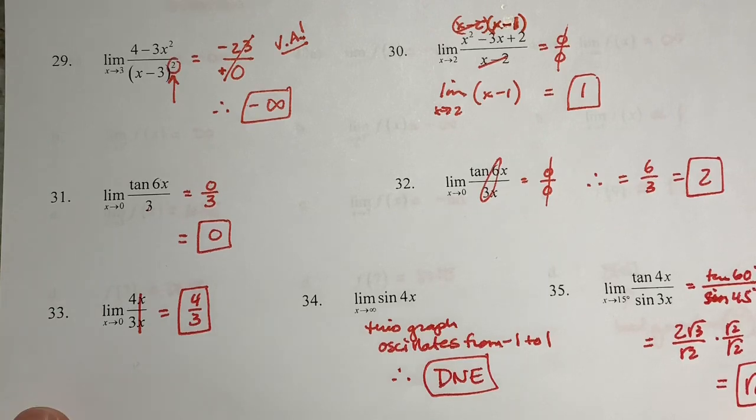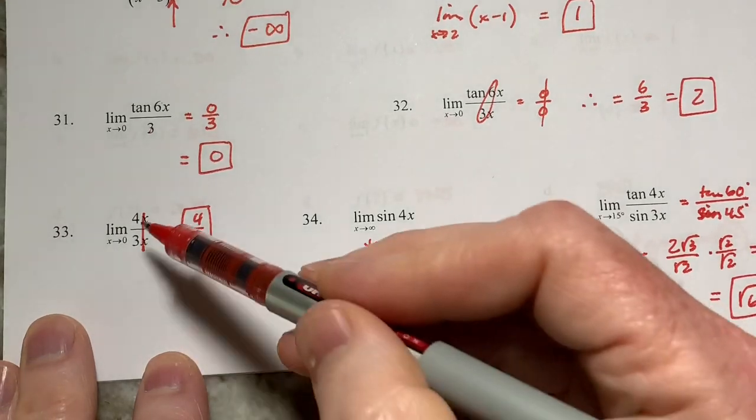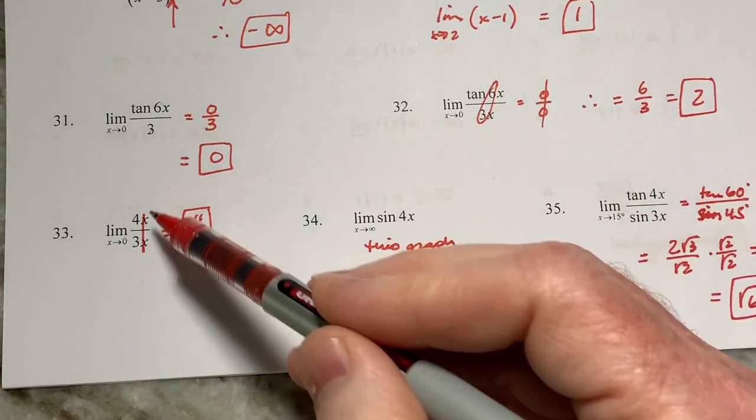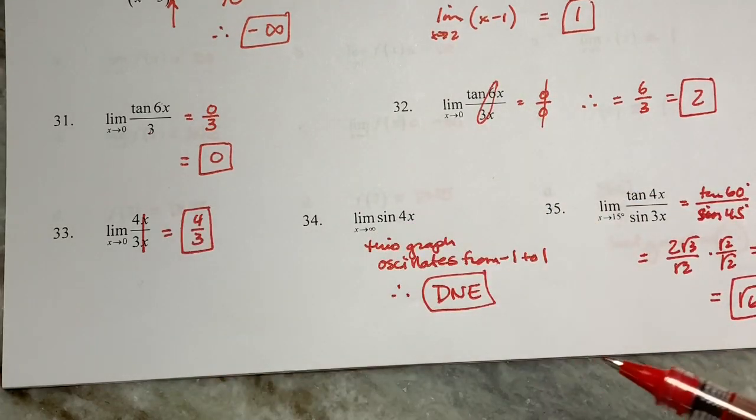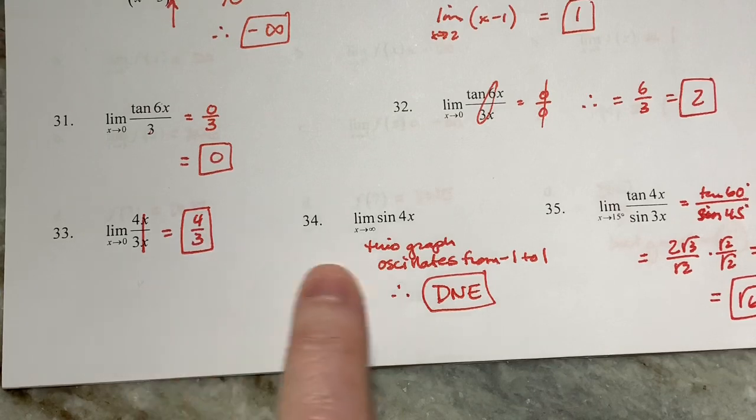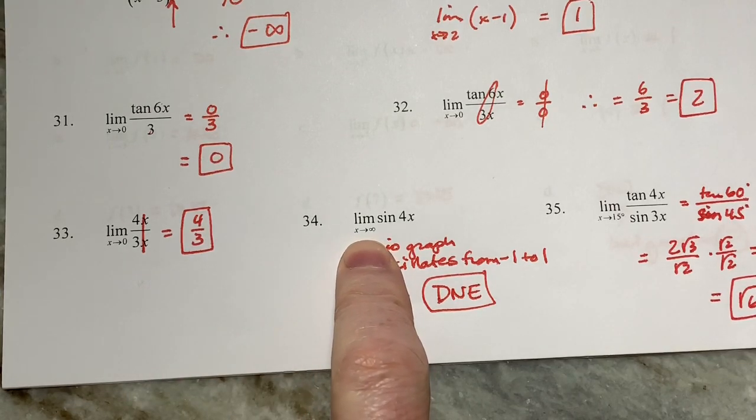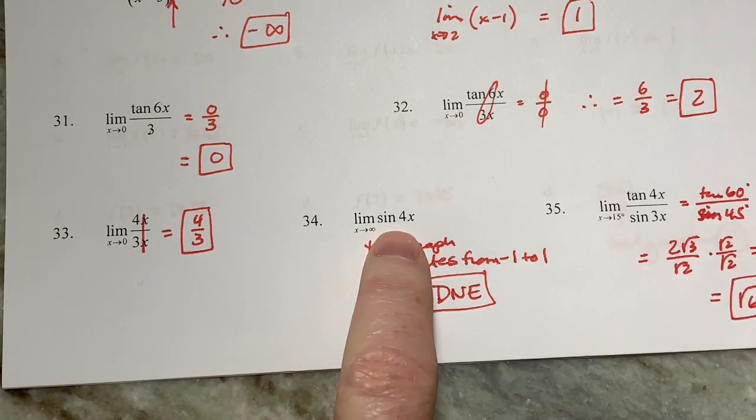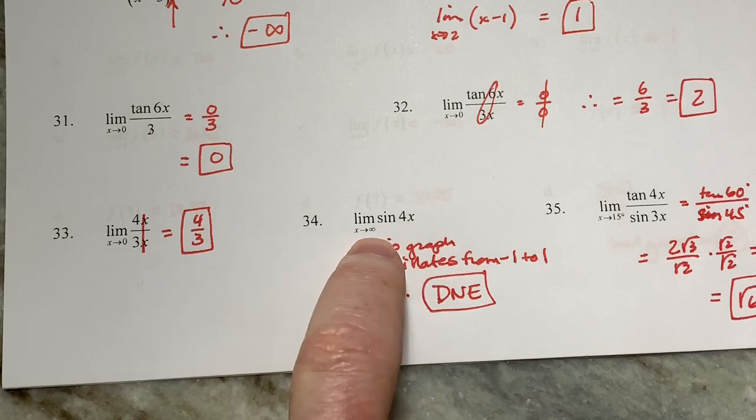Number 33, people freak out on 33 all the time. Guys, cancel the x's. You plug in a 0, you get 0 over 0. Cancel the common factor, and I'm left with a limit of 4/3. Well, the limit of a constant is the constant. And then right here, this is a curveball thrown at you: the limit of sine of 4x as x goes to infinity.